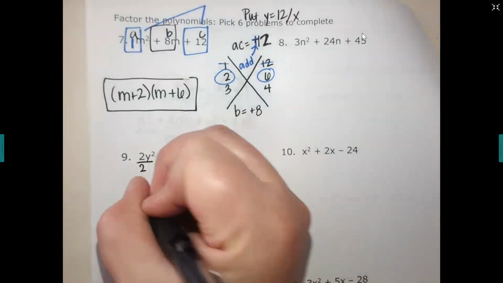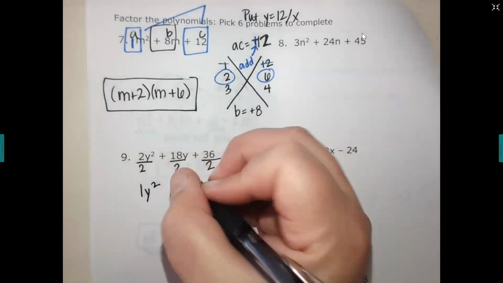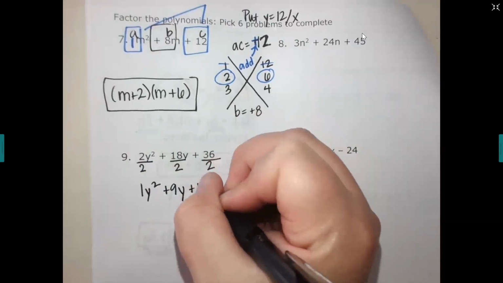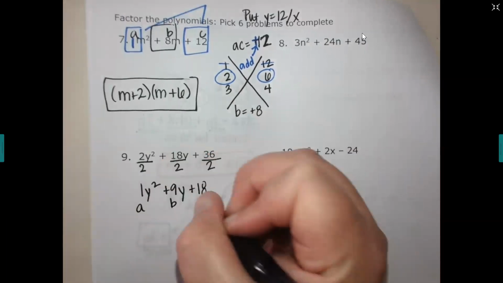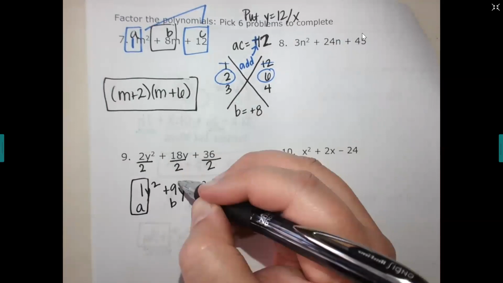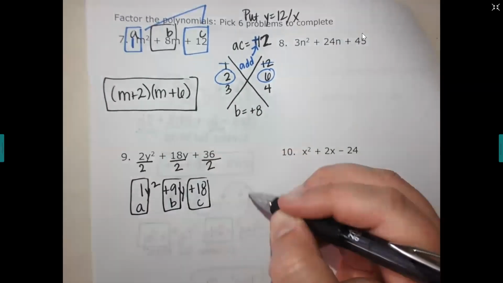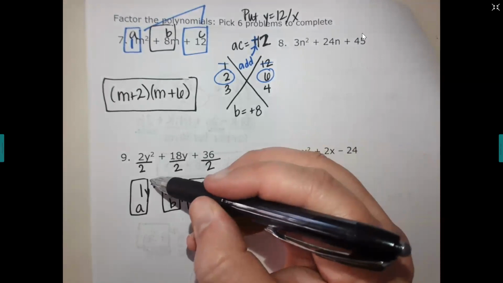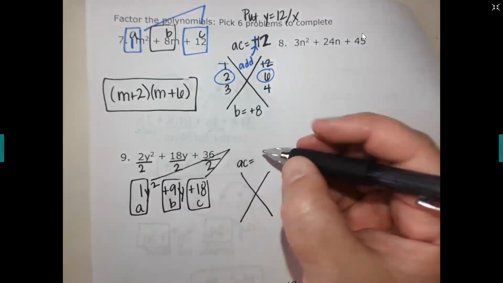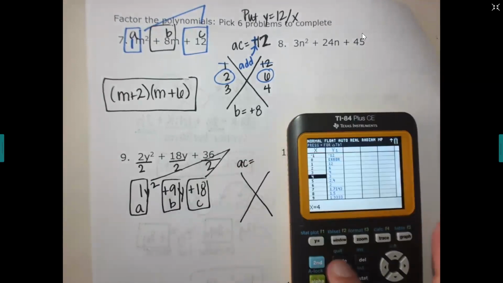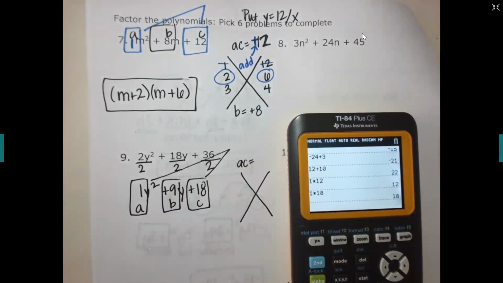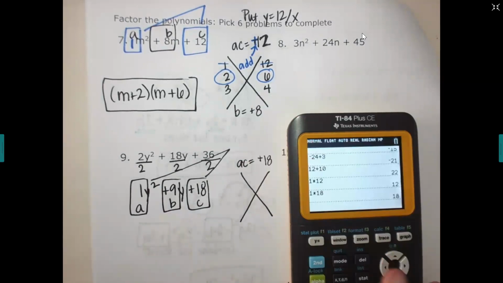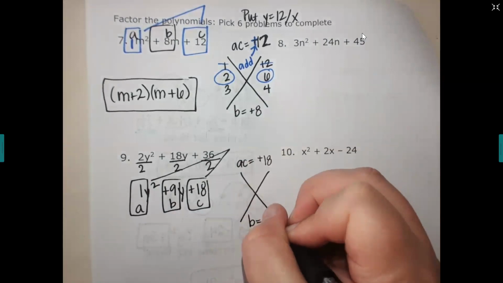So 2 divided by 2 is a 1y squared. 18 divided by 2 is a 9y. And 36 divided by 2 is an 18. Then A, B, C. Set up your X, AC at the top. I'm going to do 1 times 18. Remember, you're multiplying those. 1 times 18 is 18. So 18 is going to go at the top of my chart. My basement goes in the bottom, which is a 9. So my basement number is 9.